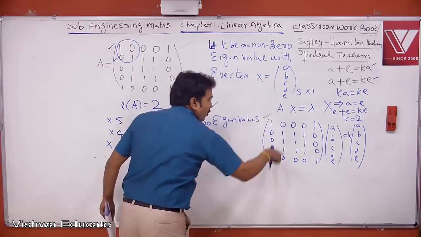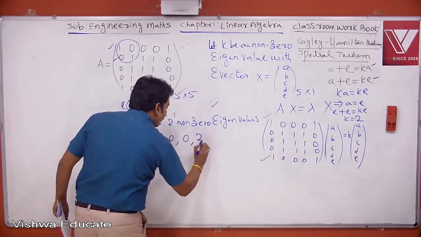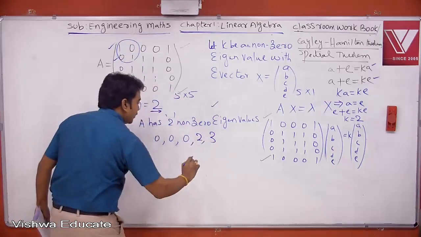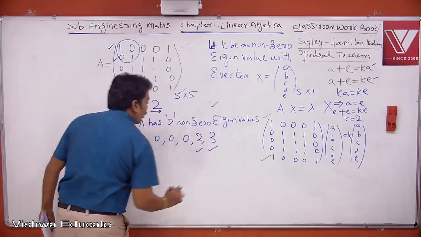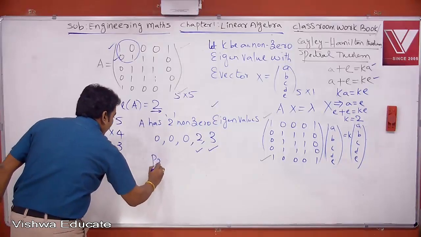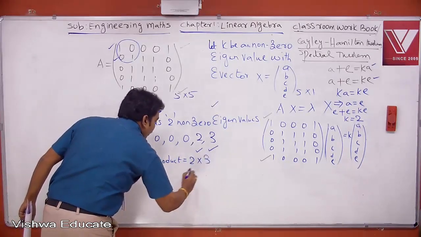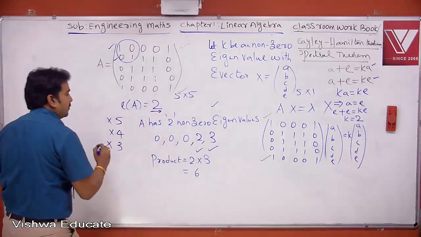By using the eigenvector concept, we got the fourth eigenvalue as 2. Its trace is 5, so the next eigenvalue will be 3. Therefore these two are the non-zero eigenvalues, and the product of these two non-zero eigenvalues is 2 into 3. Therefore it is 6.